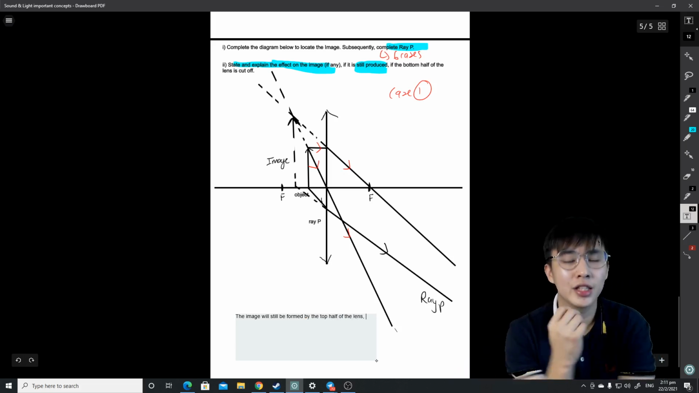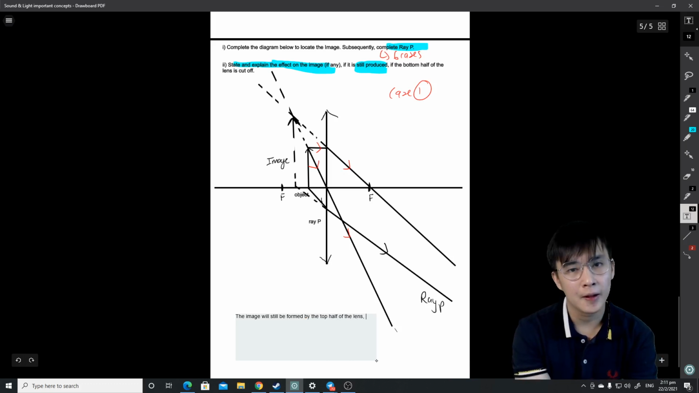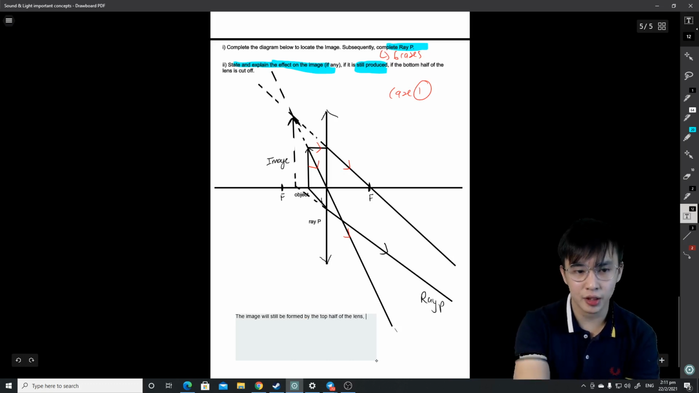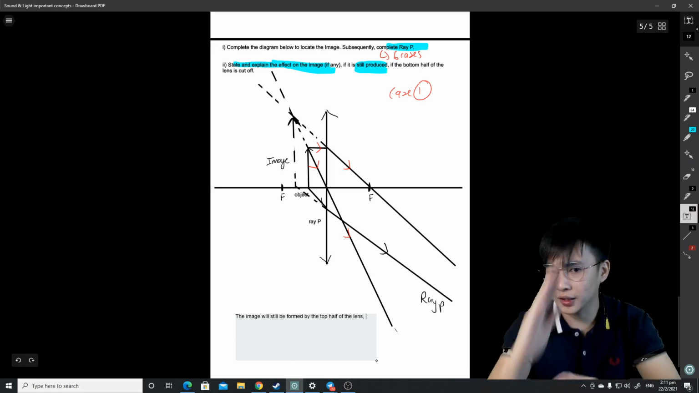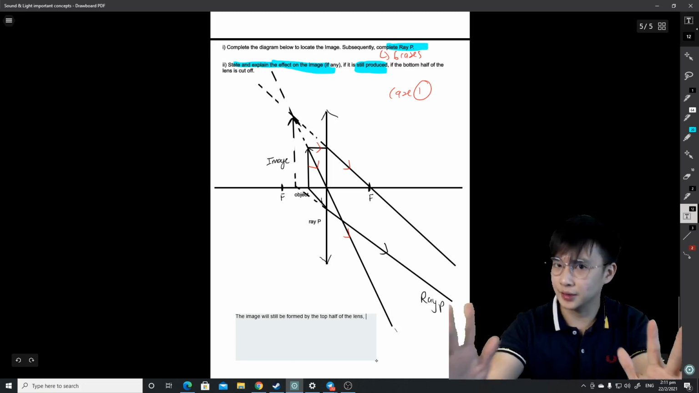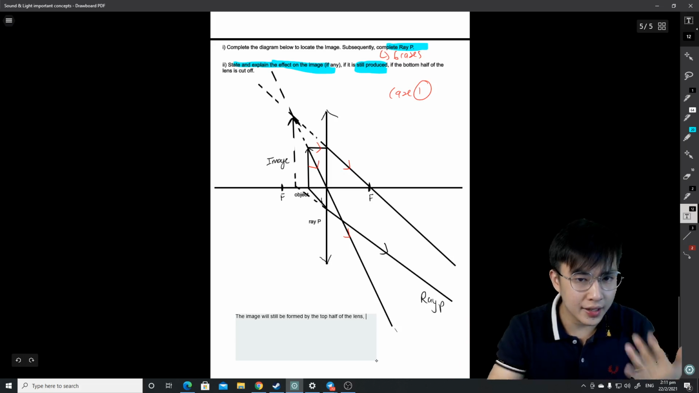Okay, but is there any change to the image? Let's think. The size never changed, right? Because just now you all saw when I erased the bottom half, it still intersects at the same point. So the height of the image is still the same. Correct? It's still the same. Think, does anything else change about it?